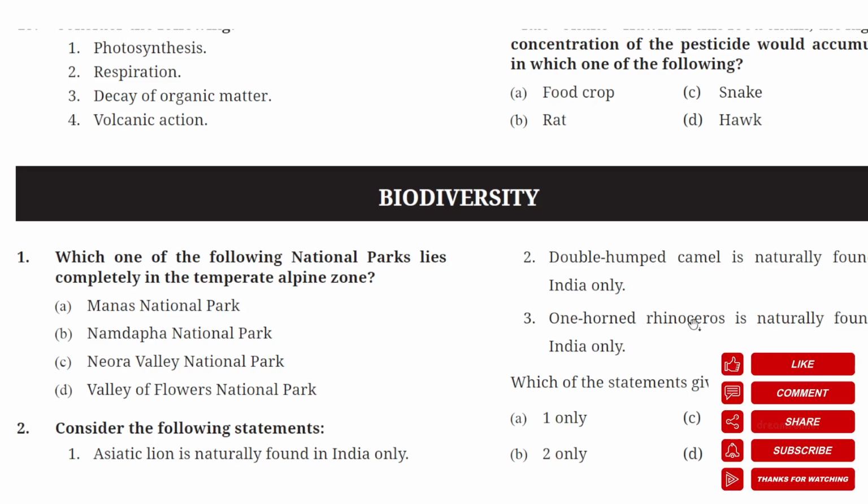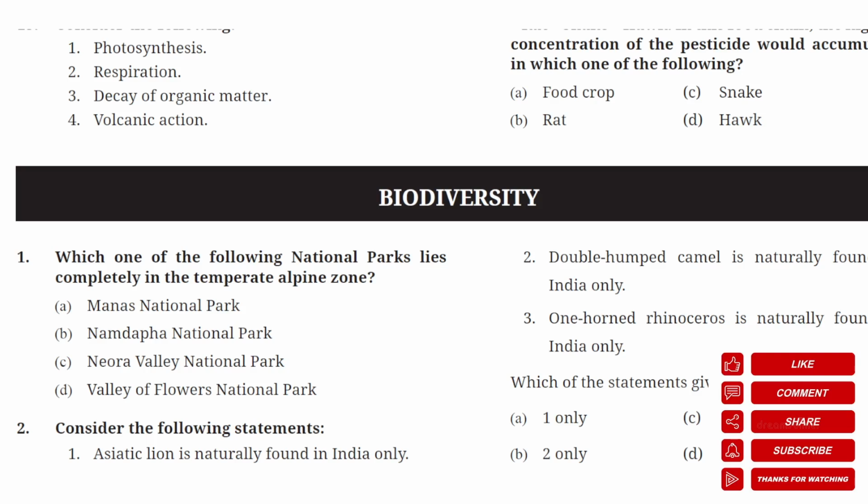One horned rhinoceros is naturally found in India only. No, that is also not true. So answer is one only. The great one horned rhinoceros is commonly found in Nepal, Bhutan, Pakistan, and in Assam, in India. It is confined to the tall grasslands and forests in the foothills of the Himalayas.